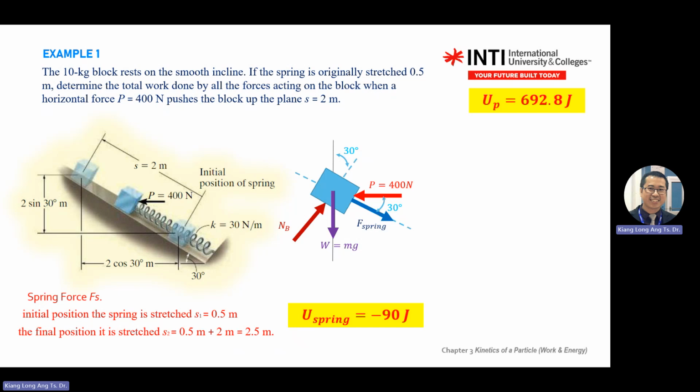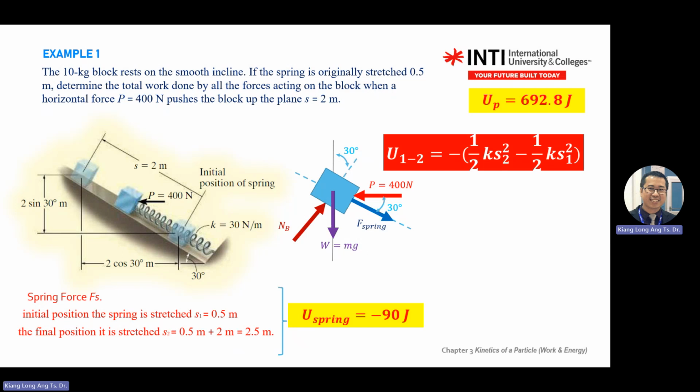Means original is push in 0.5, push in 0.5 from here. So the final position actually it travels 2.5. It starts from 0.5 until 2.5. Or you can say before it stretches, before it starts the experiment, it is pressed in. You press in 0.5 here. Then after you do the work, the total distance is 2.5.